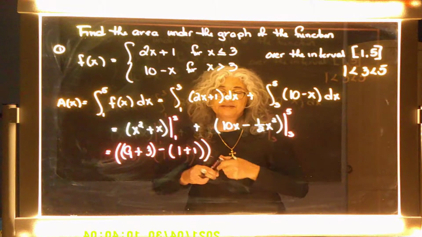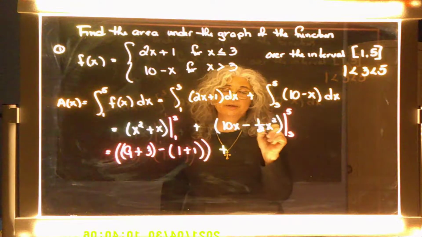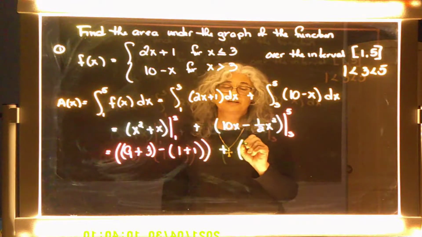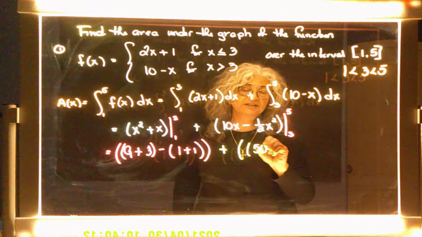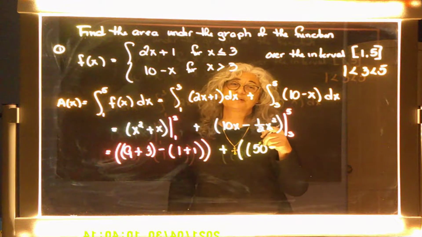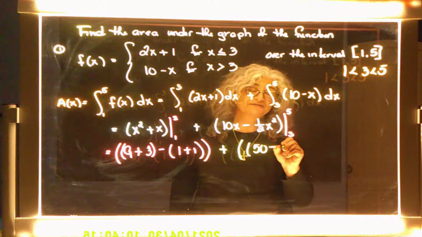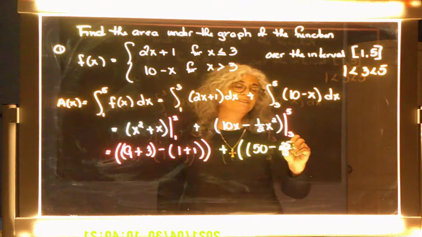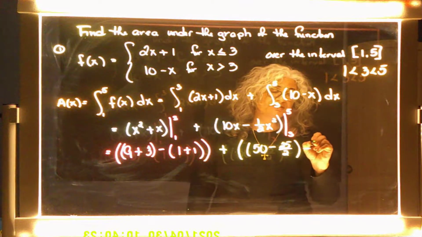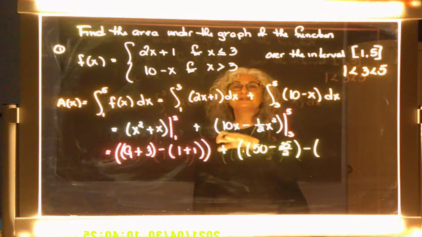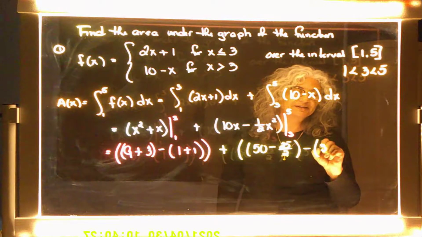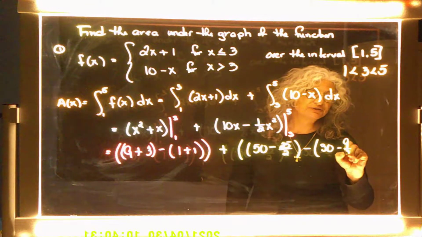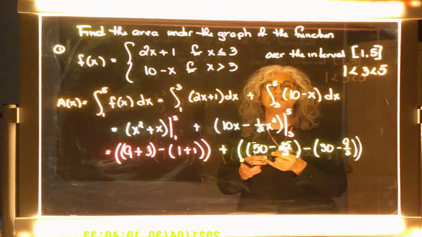The second piece, for the 10x minus 1/2 x squared, we plug in the 5 first. So what's 10 times 5? Good, 50, minus 5 squared? Yeah, that's 25 times 1/2, which is just 25 over 2. Yes? And then we're going to subtract off from it. Plug in the 3. Good, that's going to be 30 minus the 9 over 2. Excellent. How are we doing?